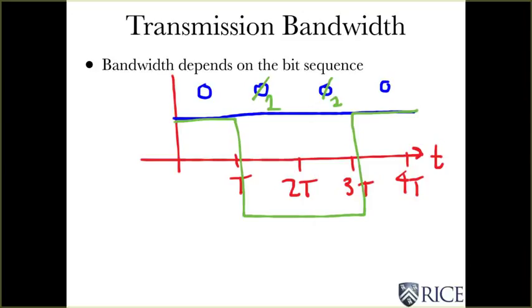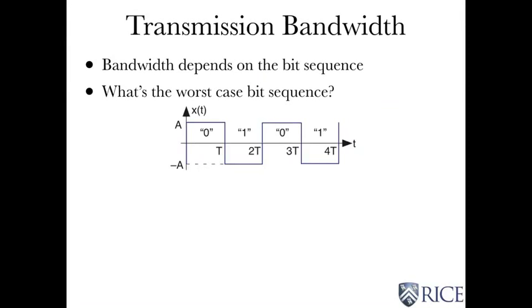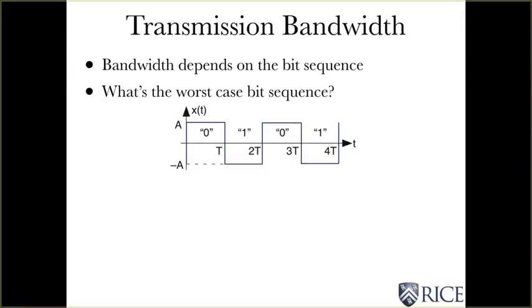What bit sequence gives you the worst case bandwidth? It's clearly not the constant bit sequence, that has no bandwidth. And the one I showed here, is there one that's worse, that has a higher frequency content than these? The answer, of course, is that the alternating bit sequence is the worst, because now the signal goes back and forth, back and forth, back and forth. We know what the spectrum of this is. This is a square wave.